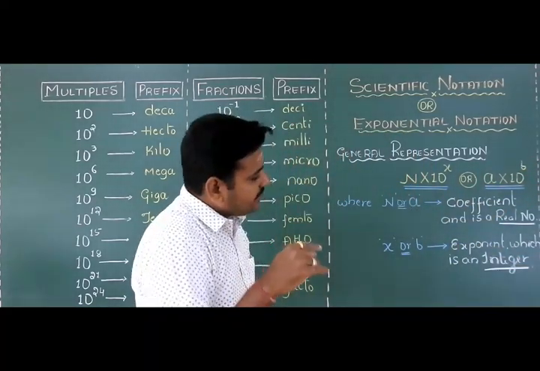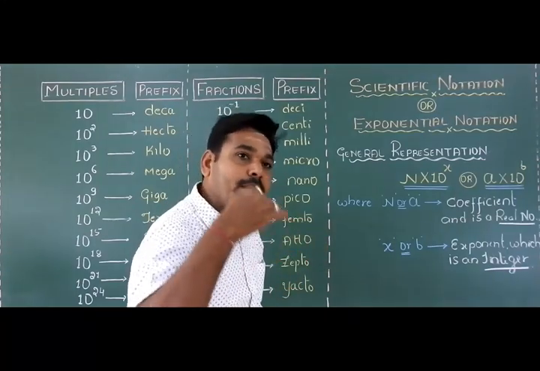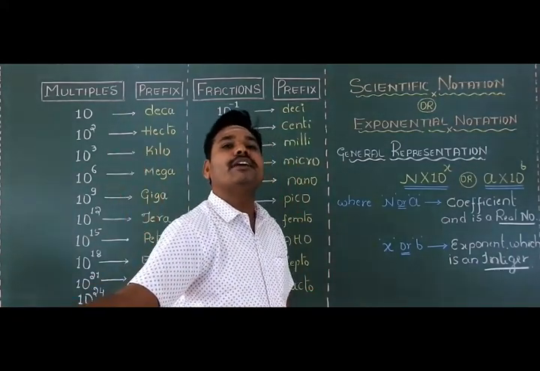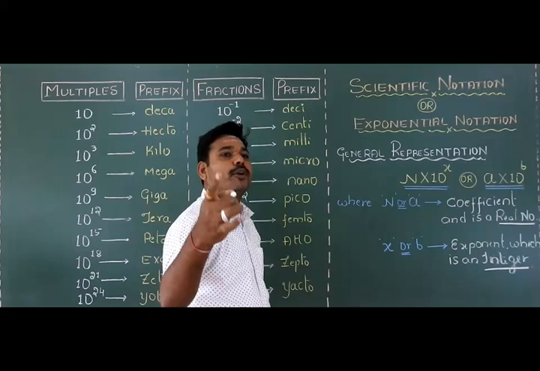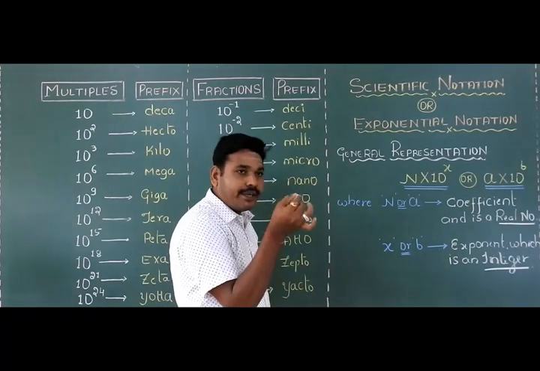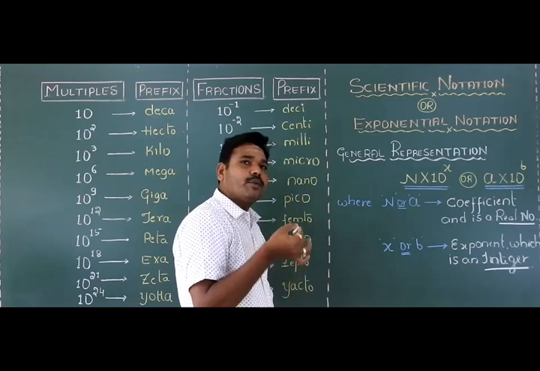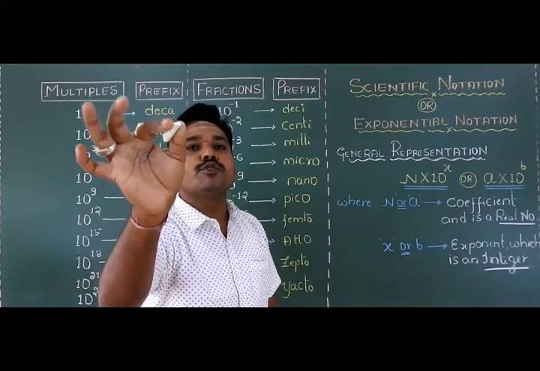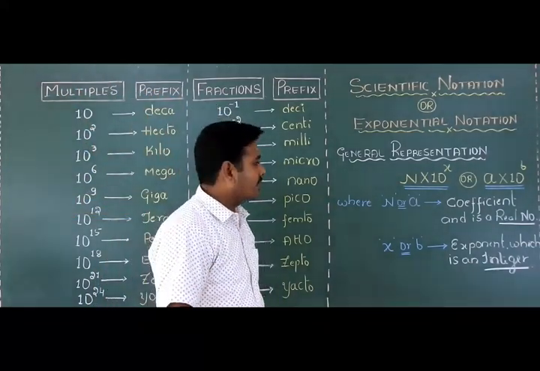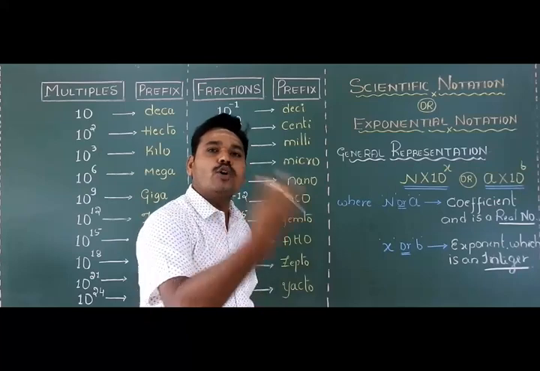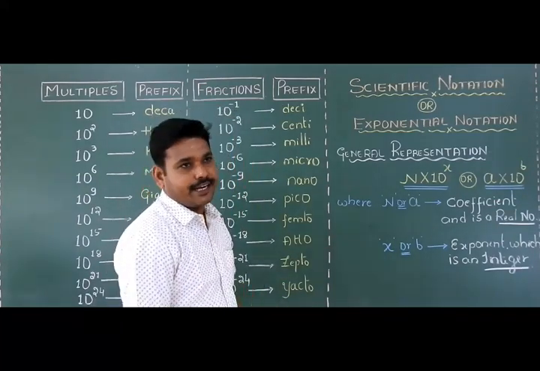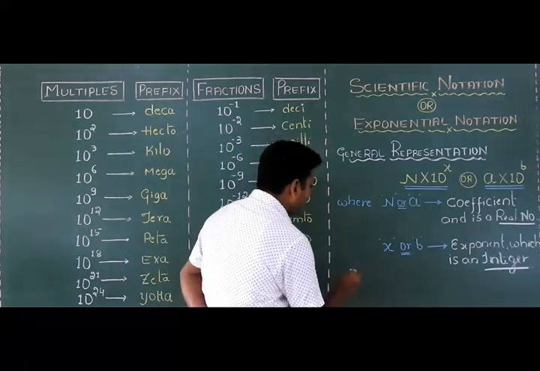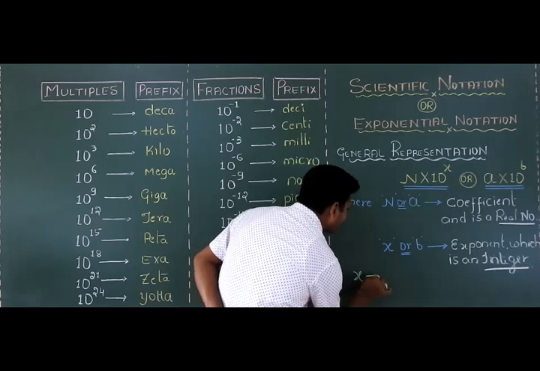And here this exponent may be positive in some numbers, and it may be negative in some given numbers, students. Listen to this point carefully. Here x or b is the exponent; sometimes it is negative and in some cases it may be a positive value. So let us discuss when this exponent becomes positive and when this exponent becomes negative, students. Exponent becomes positive.